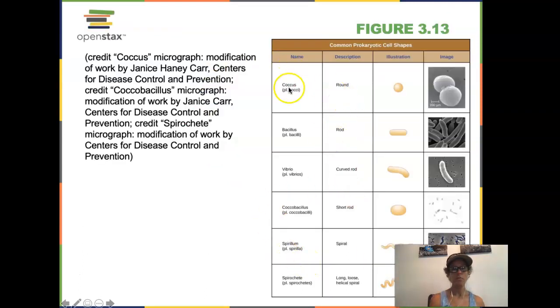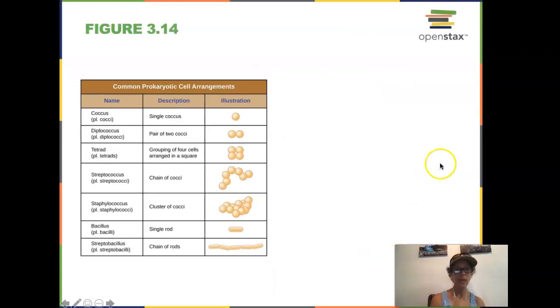So there are pictures of the various shapes of microbes. Again, we have the coccus, the bacillus, the vibrio, coccobacillus, spirillum, and spirochete. And there are examples of those in both a drawing and an electron micrograph. We also have arrangements. When we observe our stained slides, you're going to be asked to identify the cellular morphology, the shape of individual cells, but also the cellular arrangement. How, if at all, do they clump together on a slide?